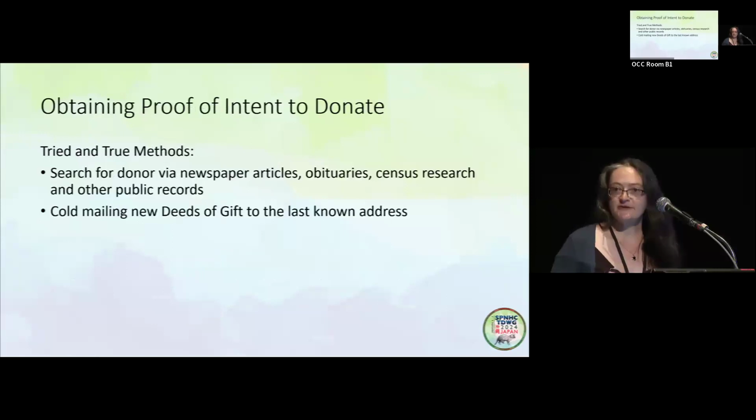For those of us that do this work, we're not strangers to tried and true methods of hunting down donors and finding unsigned deeds of gift. I don't want to spend a lot of time talking about these methods, but I have to emphasize they do work. I have managed to track down legacy donor acquisitions via American public records for American donors. I have on one occasion cold mailed a new deed of gift to the last known address, and it successfully made its way to the donor, and they reached out to me via email. I kind of hate it when that works, right?